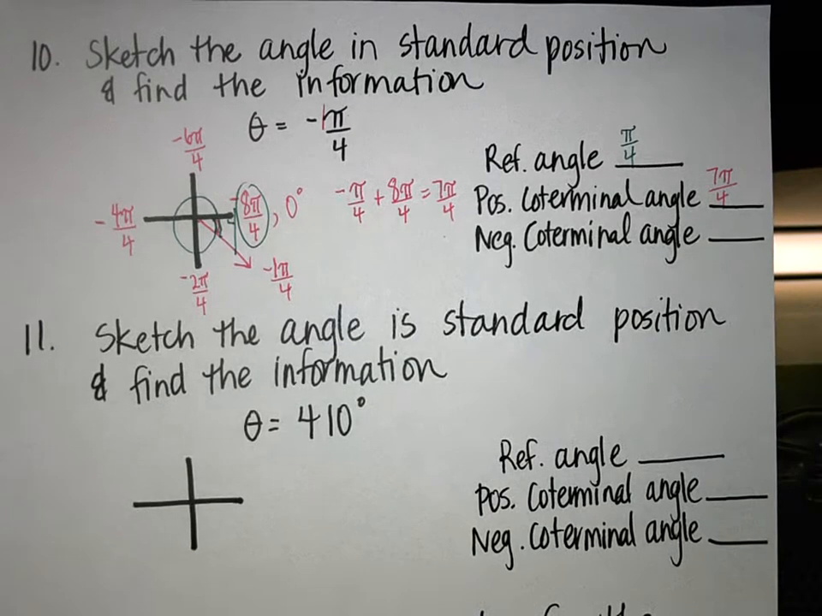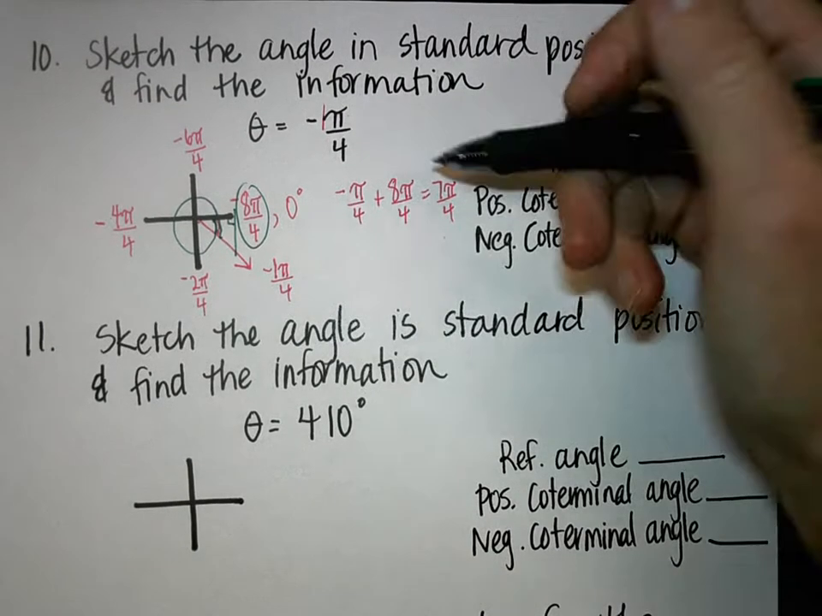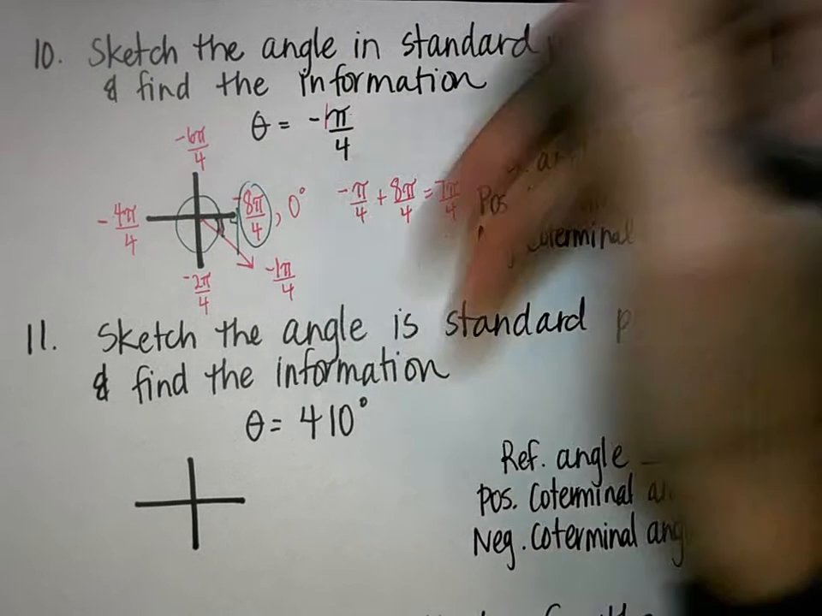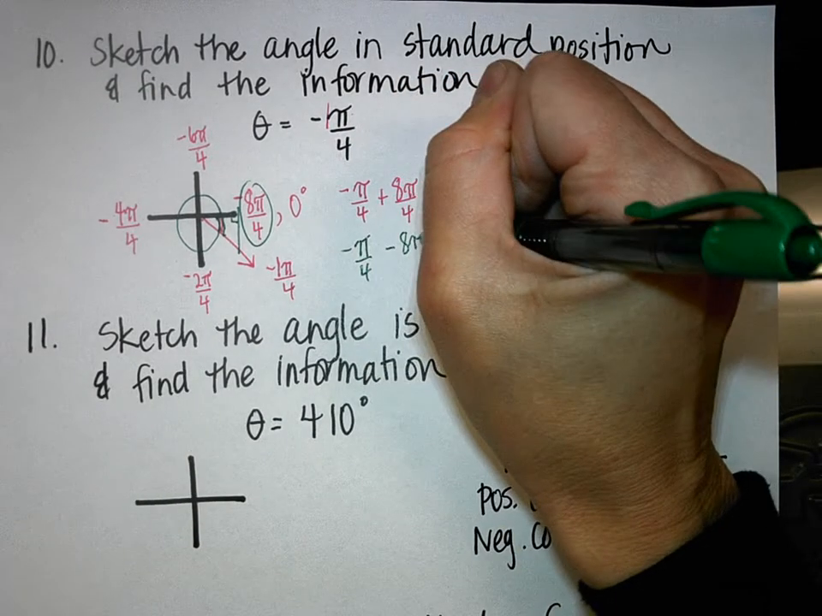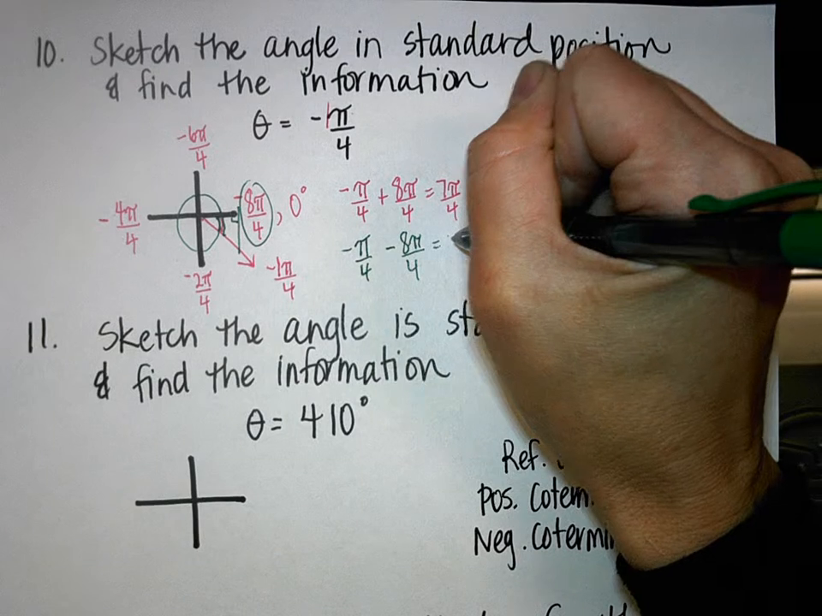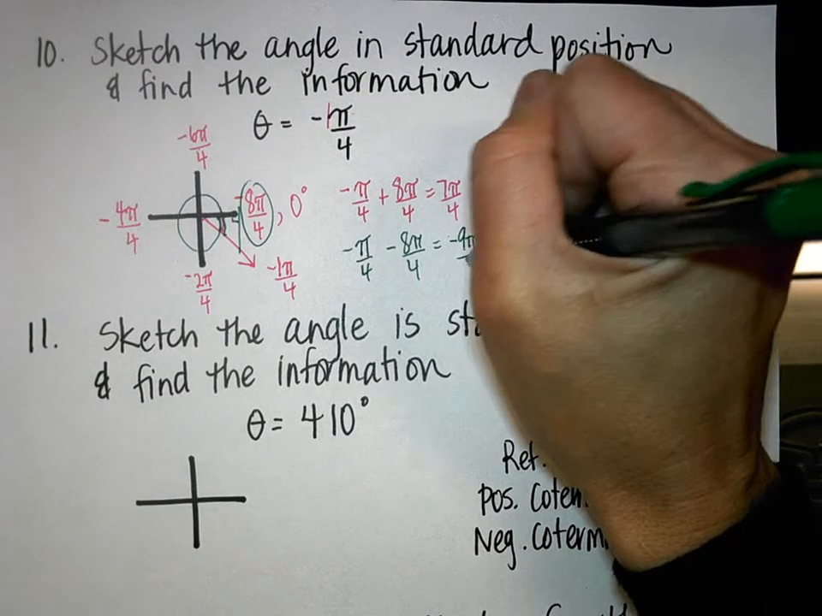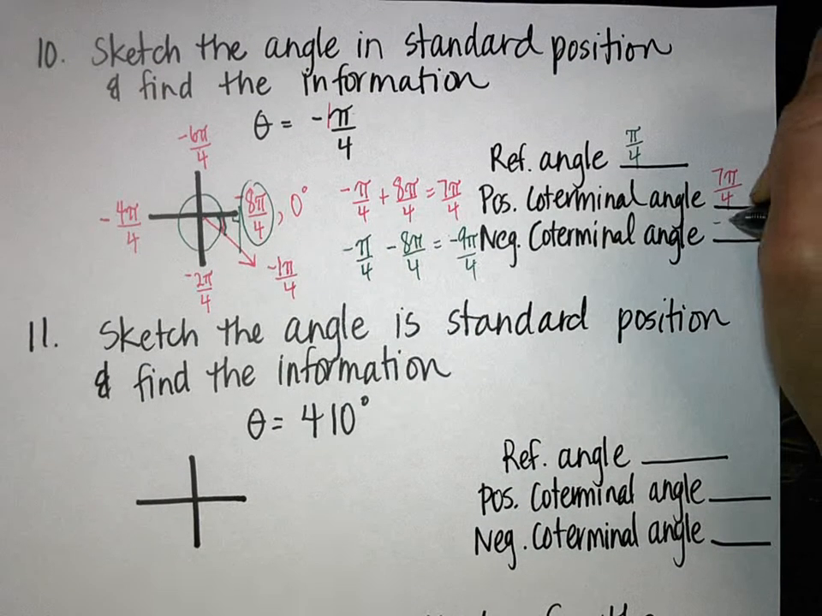Our negative coterminal angle, we would just subtract the 8 pi over 4. So negative pi over 4, and I subtract 8 pi over 4, and we end up with negative 9 pi over 4 as a negative coterminal angle.